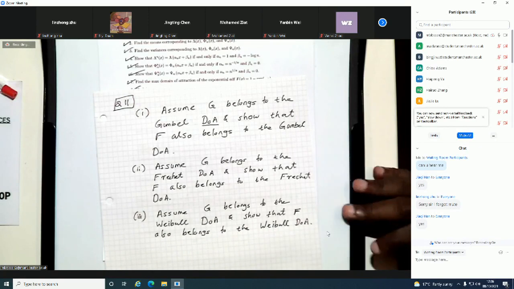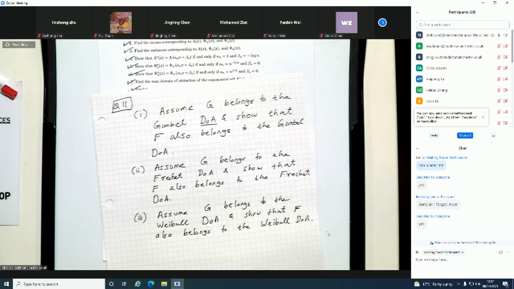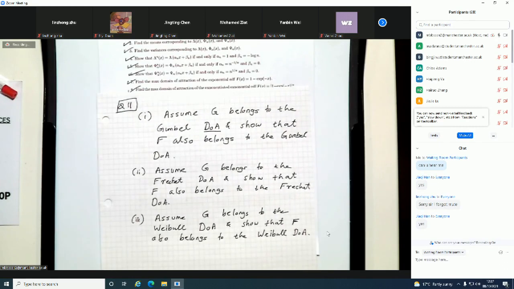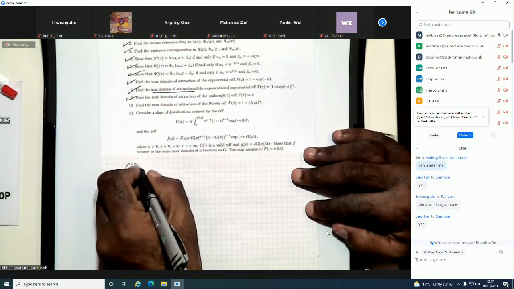All right, so every time that you get a question like this, you need to show these three things. Number one, assume that G belongs to the Gumbel domain of attraction and show that F also. Number two, assume that G belongs to the Fréchet domain of attraction and show that F also. And number three, assume that G belongs to the Weibull domain of attraction and show that F also. Right? Now, provided that I get enough time, let me show you how to do part one.